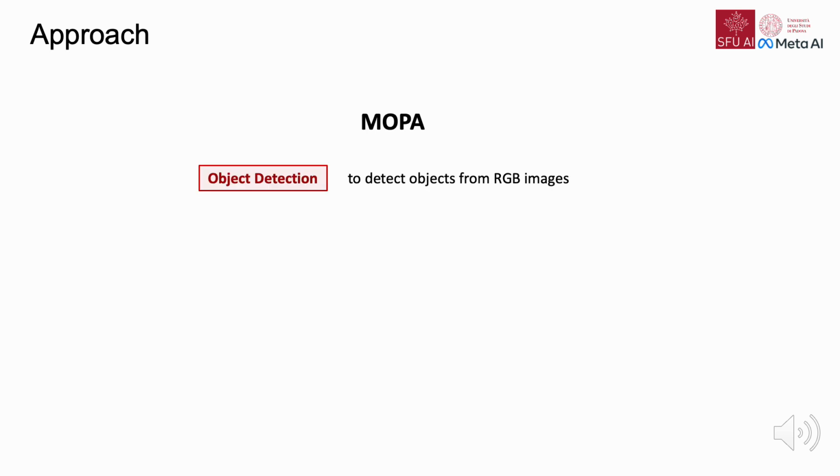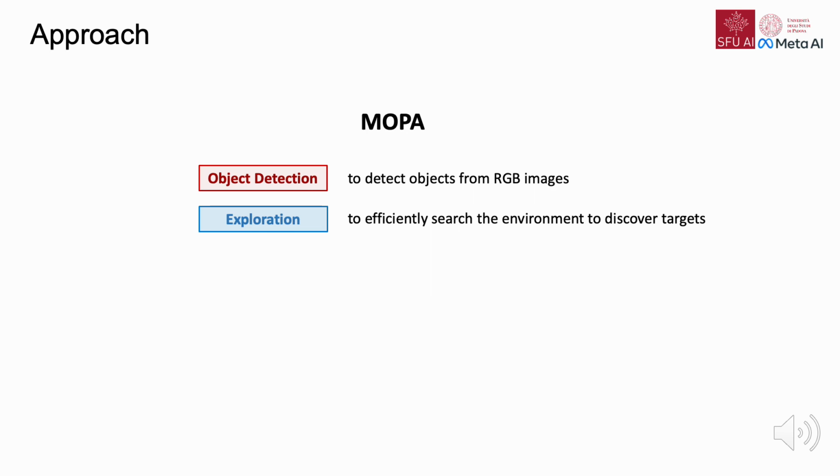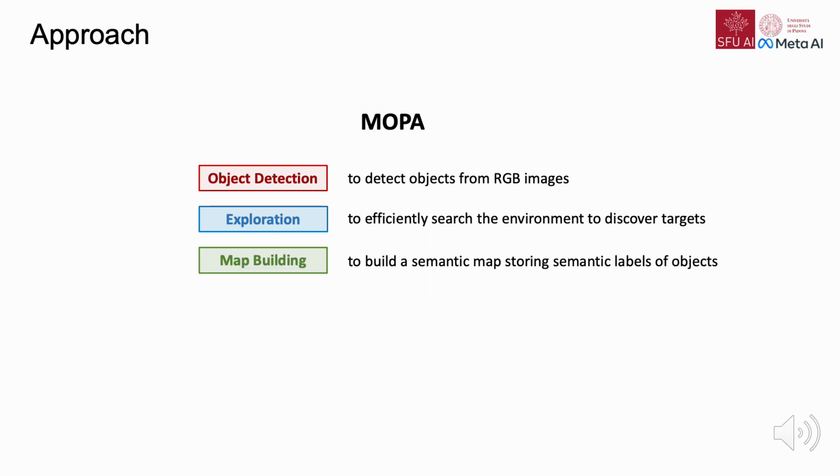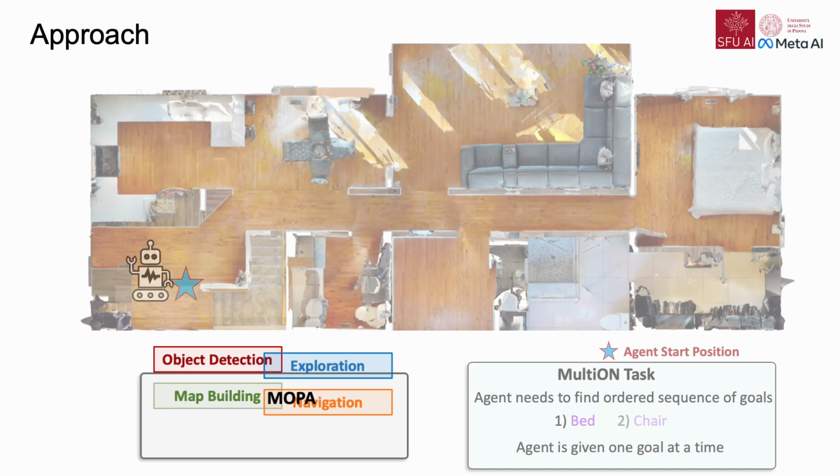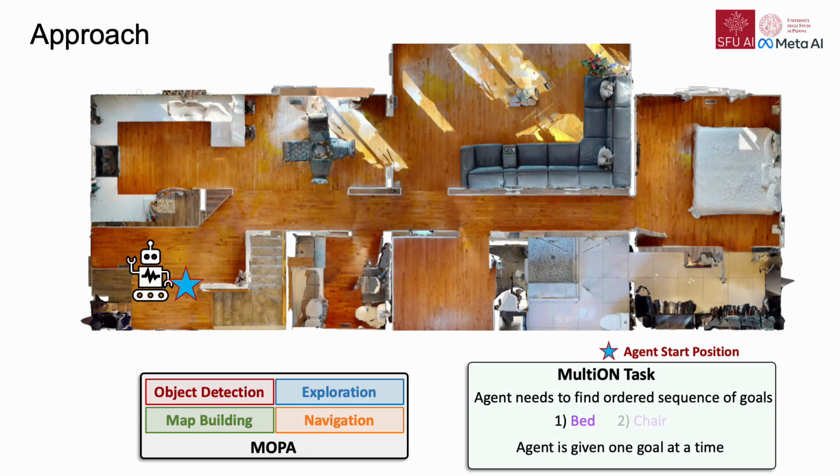MOPA is a modular approach which contains 4 main modules. Each module is responsible for a specific task. Next, we look at how these modules work together to perform the multi-on task. Multi-on is a generalization of the single object navigation task. Here, the agent needs to find multiple objects in a particular sequence.